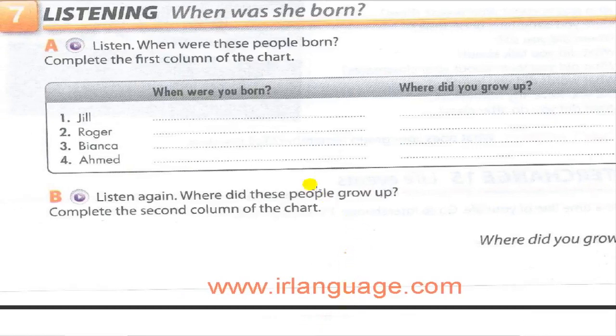Exercise number 7. Listen. When were these people born? Complete the first column of the chart. Now here, this is the first column. And B, listen again. Where did these people grow up? So this is when and where. You will listen two times. And then you write when, the year, where, the place.